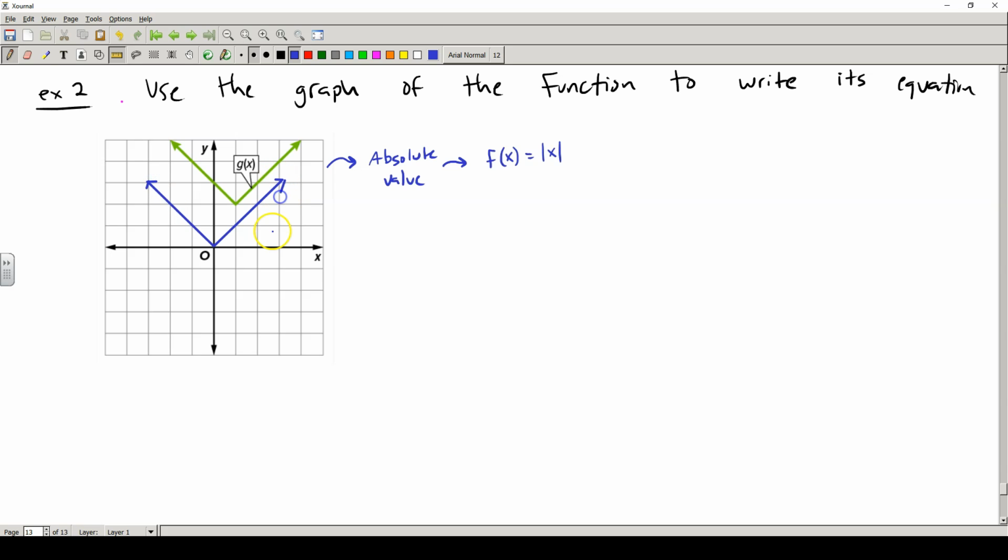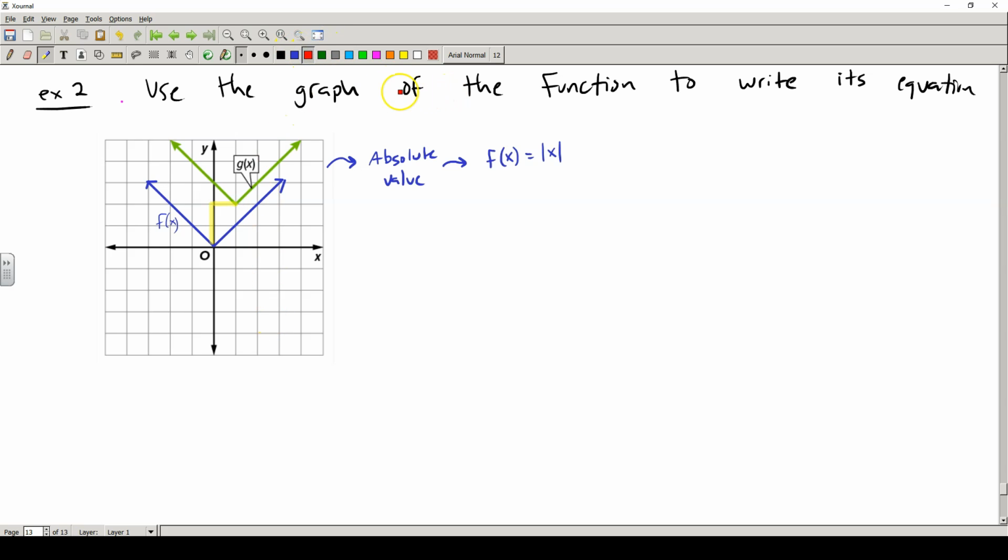Okay. So we're basically looking at the parent function, which is right here in blue, and how this thing is translated to the green function. And so you can see it went up, right? Think about the vertex. It went up 2 units and then it went to the right 1 unit.